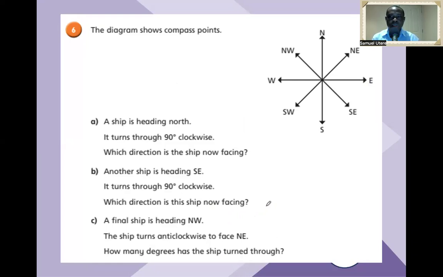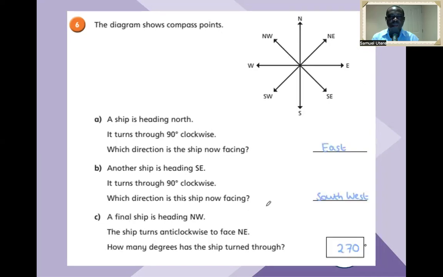Assuming you've paused the video and you've answered question 6, here are the answers. So here, you asked, a ship is heading north. It turns through 90 degrees clockwise. Which direction is the ship now facing? So if the ship was heading north, if it turns 90 degrees, it's now going to be facing east.